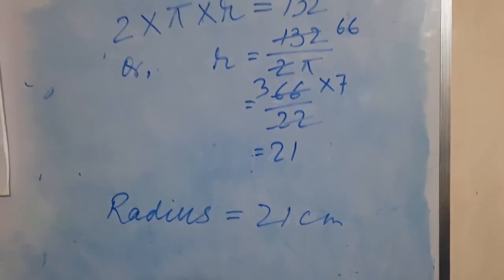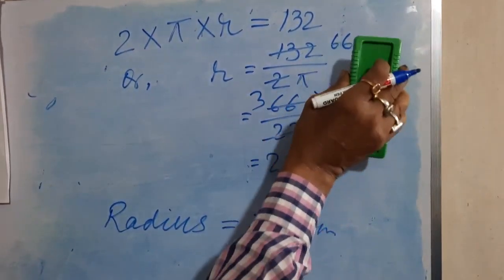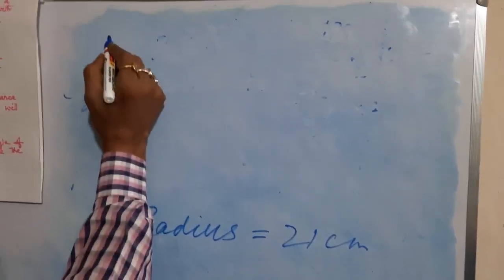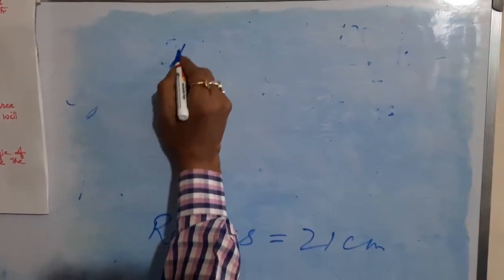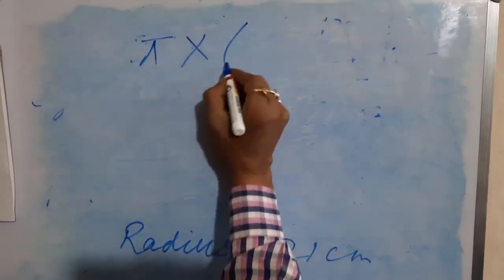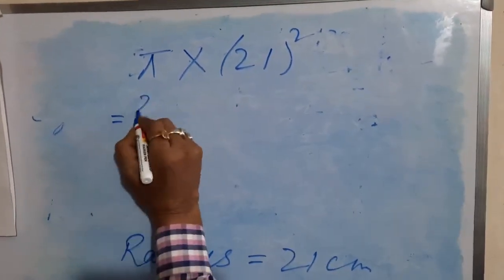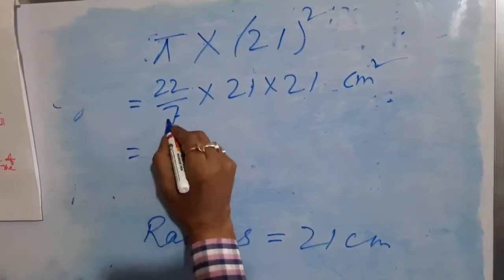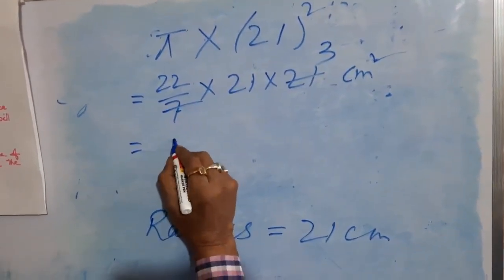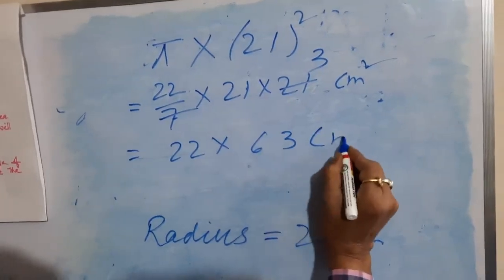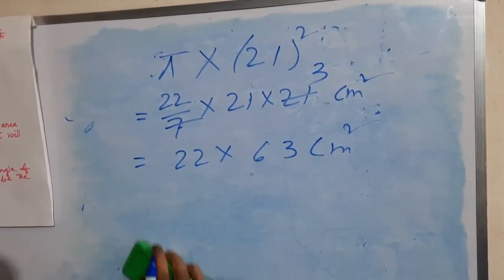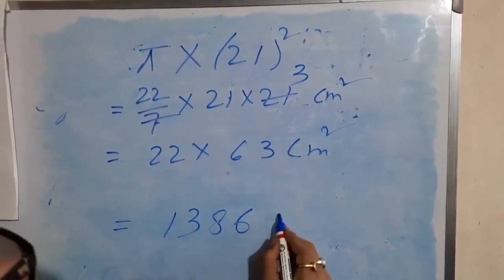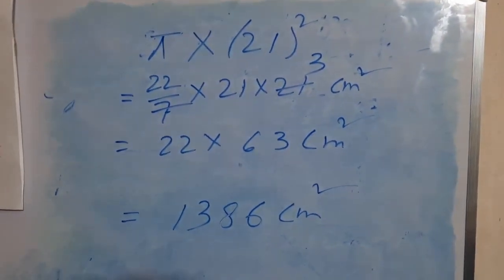So area enclosed by the wire. So area of this portion enclosed by the wire is equal to area of the circle, is equal to pi into radius square centimeter square, is equal to 1386 centimeters square.